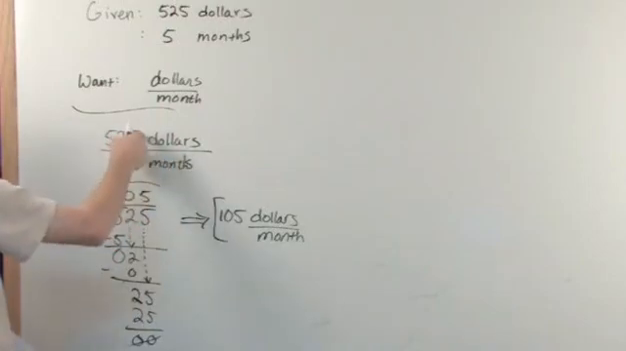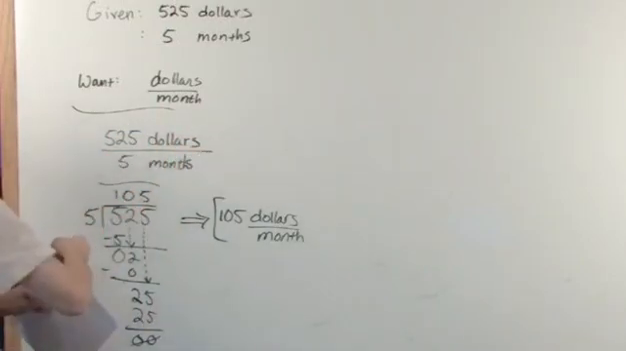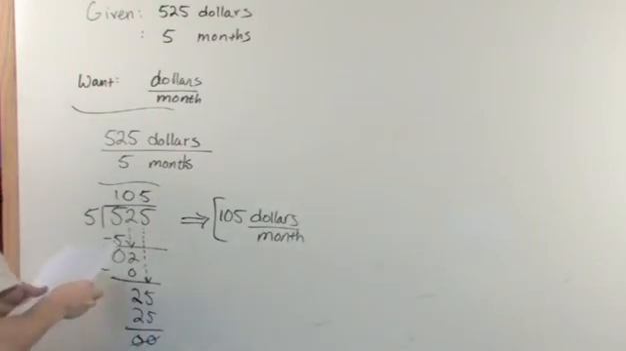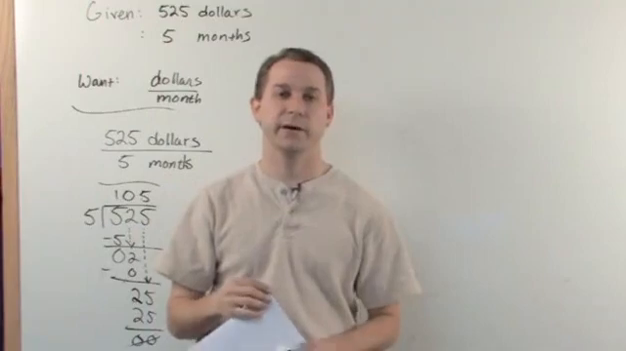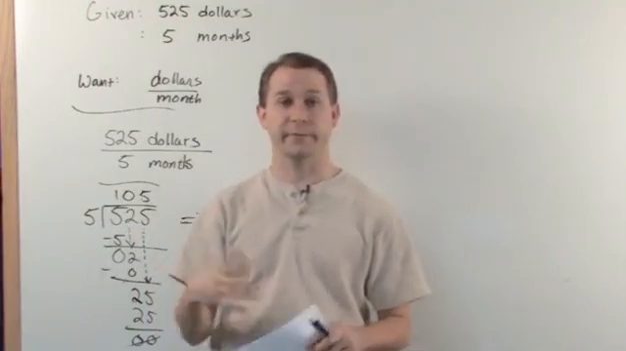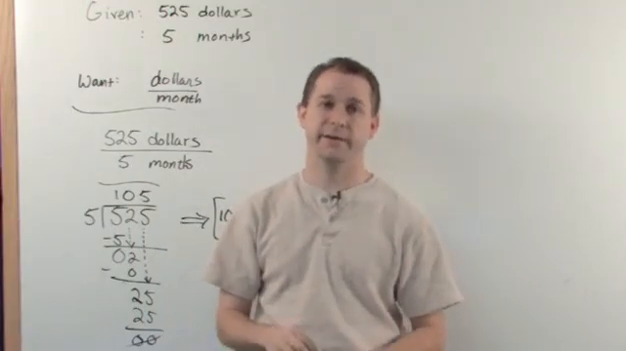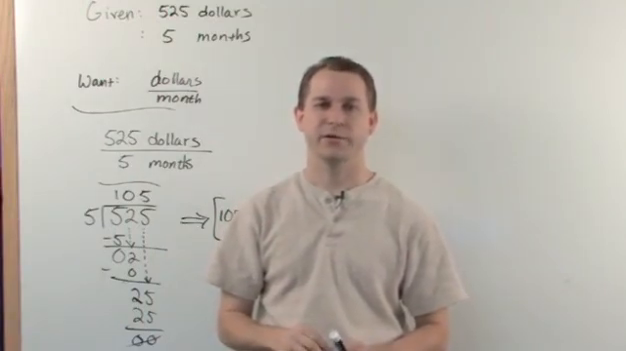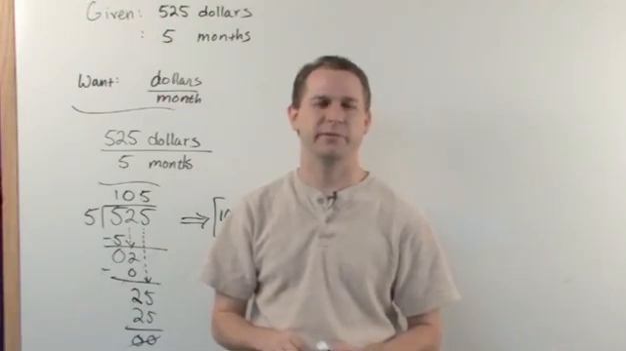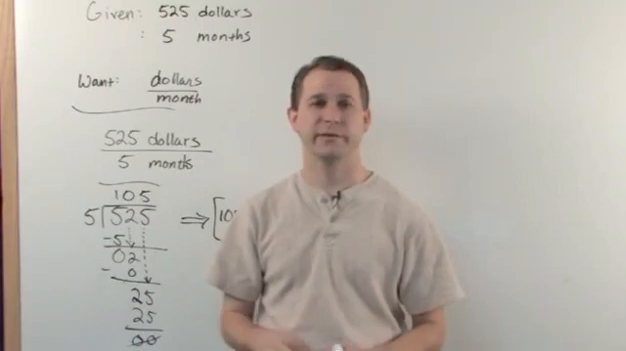Because when I arrange it like this, with 525 divided by 5, the units are already defined for me: dollars per month. So in this section, we've dealt with division word problems that involve division of whole numbers. And it can become tricky because a lot of times when you're doing these kinds of problems, you're not really sure. Should you be adding? Should you be subtracting? Should you be multiplying? Should you be dividing? You're not really sure what to do.